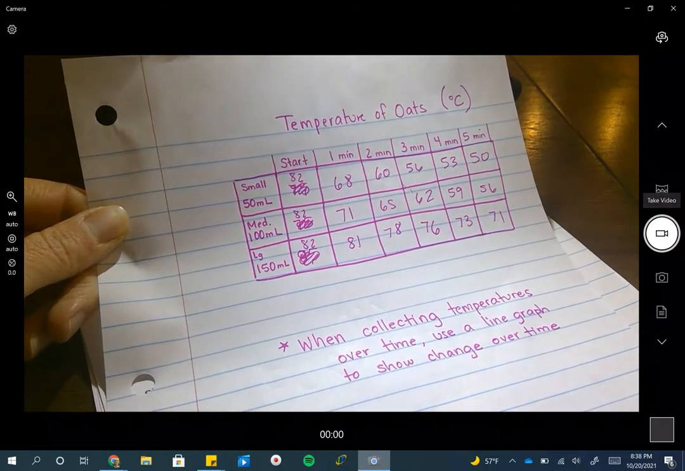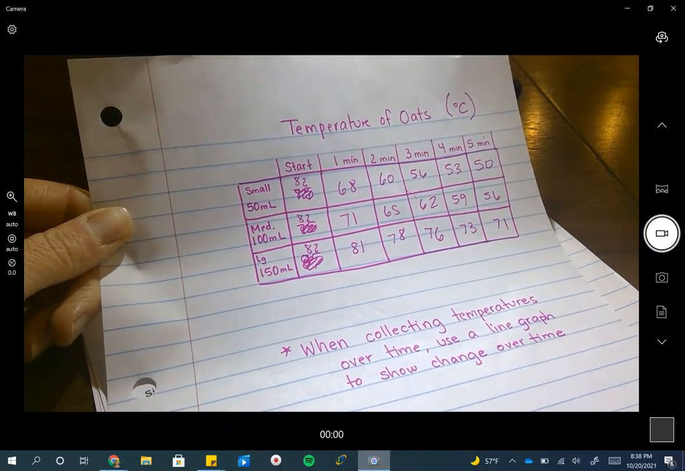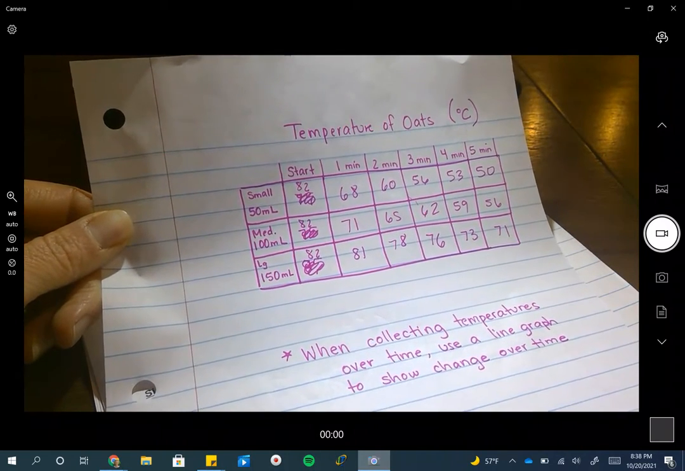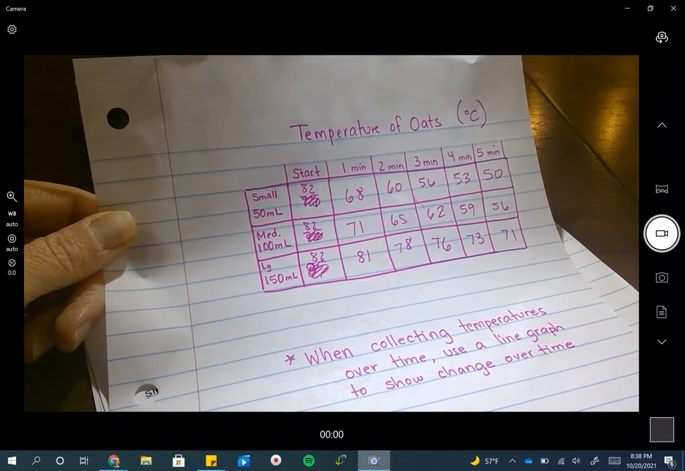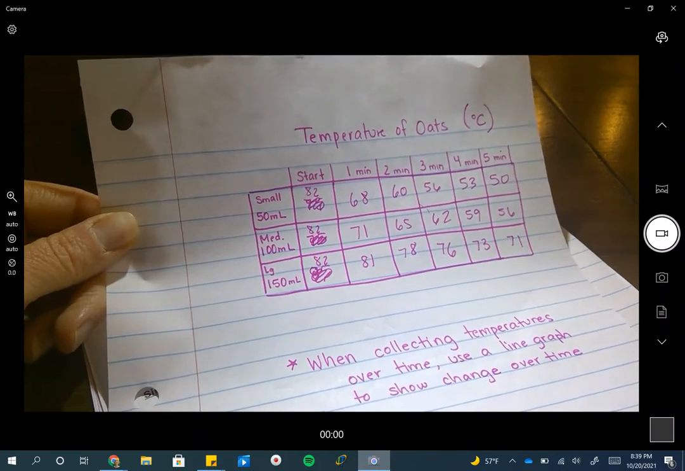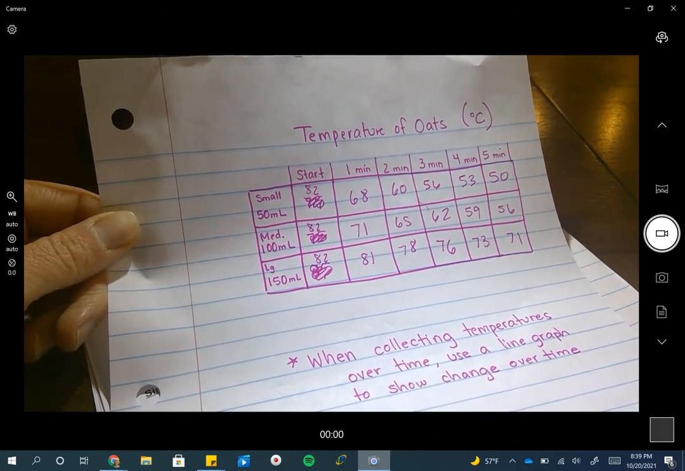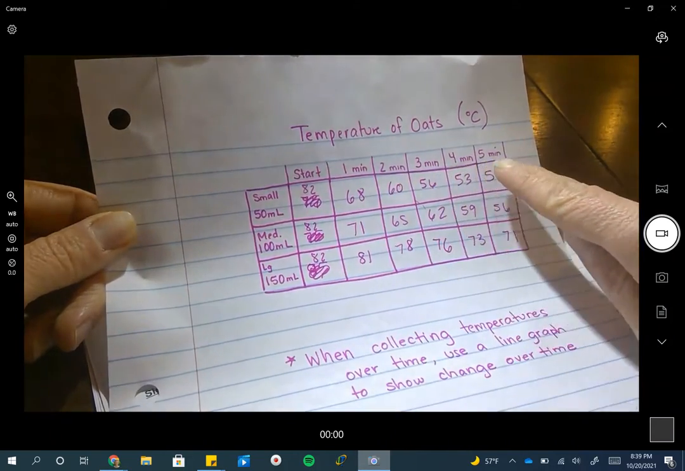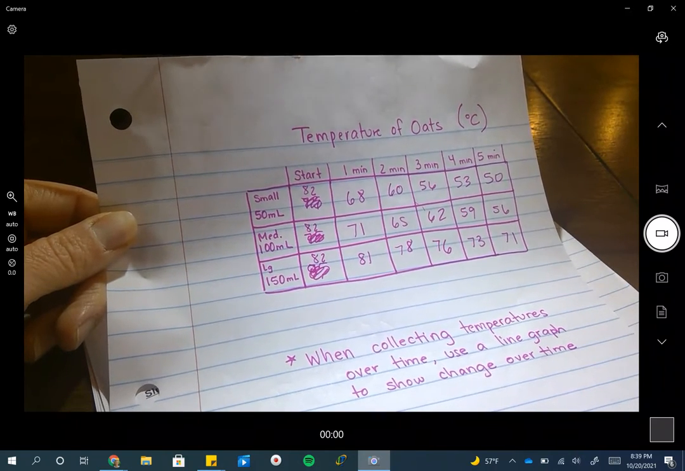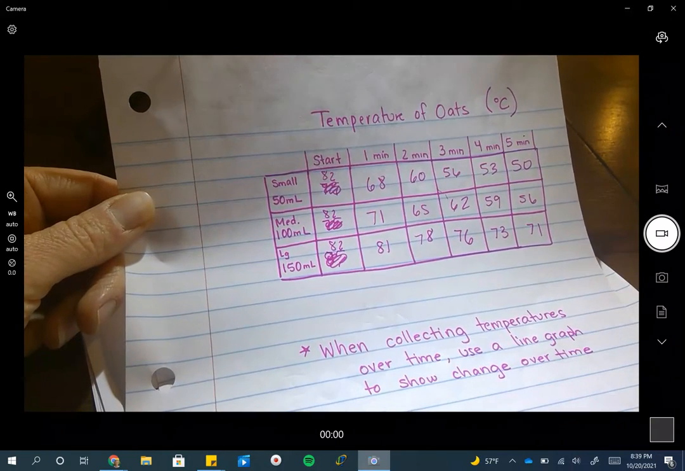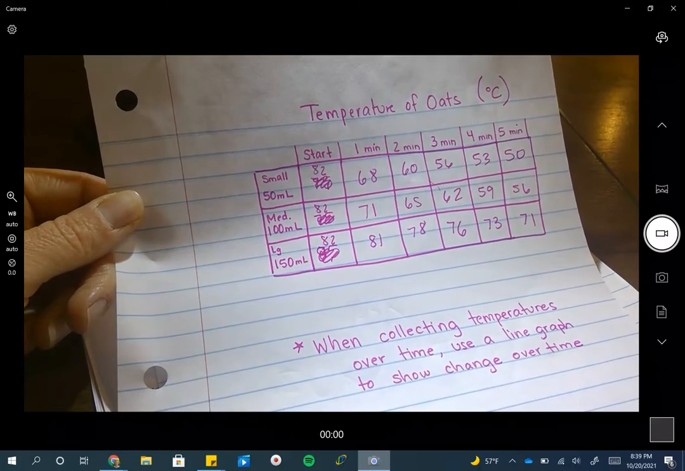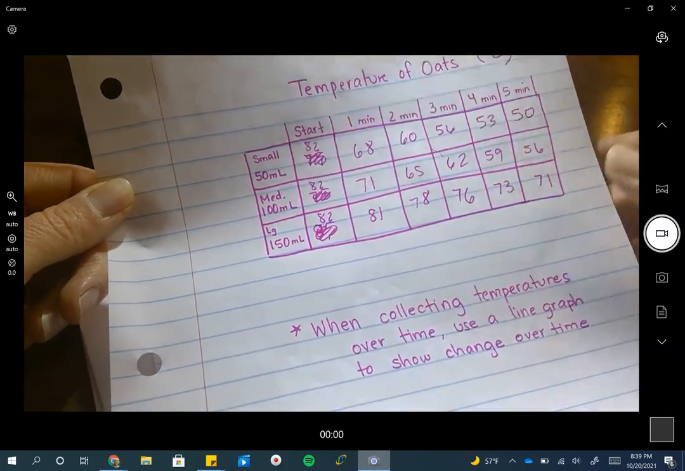Right. So in this tutorial, I'm going to teach you how to take your data and create a graph. So I have a set of data. I did the experiment looking at small, medium, and large size containers, measuring the temperature every minute for 5 minutes. And whenever we measure change over time, like temperature over time or growth over time, we want to use a line graph so that we can look at patterns and see any sort of relationships that occur over time.